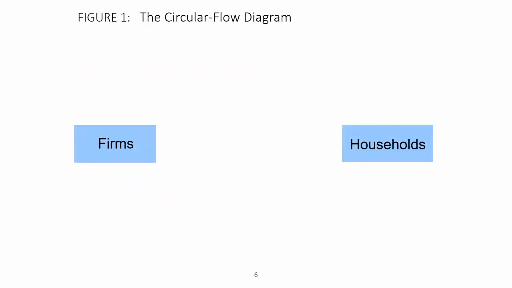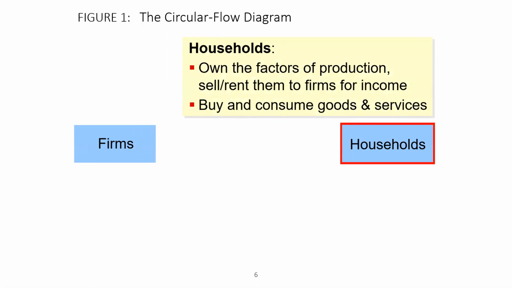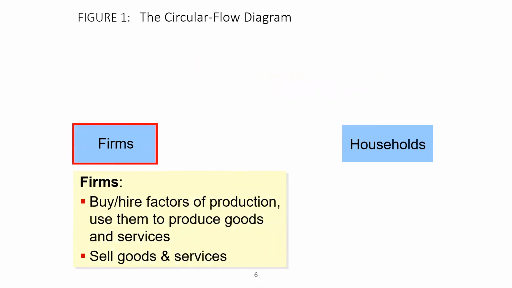So in the circular flow diagram, we're going to have households and firms. Households are assumed to own all the factors of production, and they then either sell them or rent them to the firms in exchange for income. They also buy the goods and services that the firms produce. Firms buy the factors or hire them from households, use them to produce goods and services, and then they sell goods and services to the households. So we've got the market for factors of production.